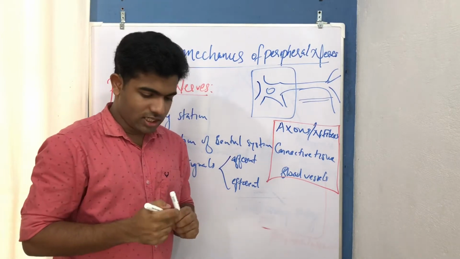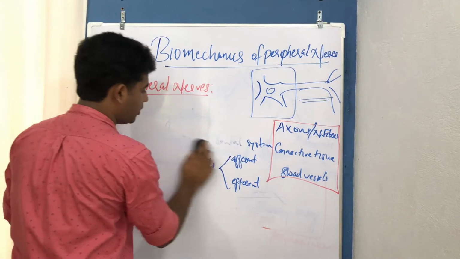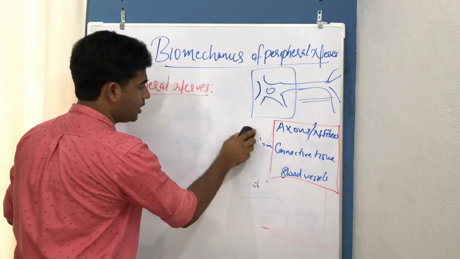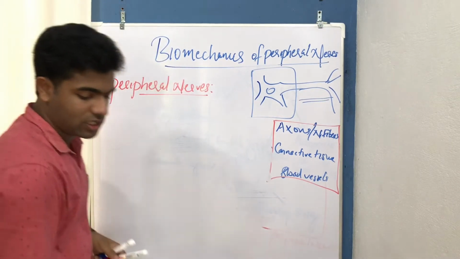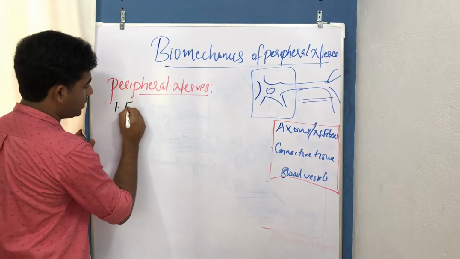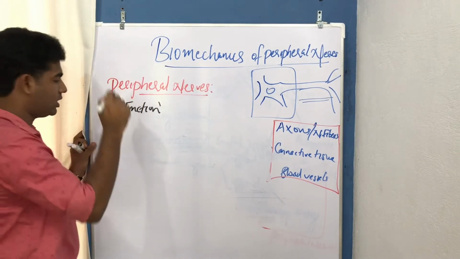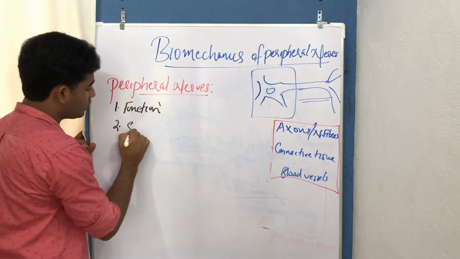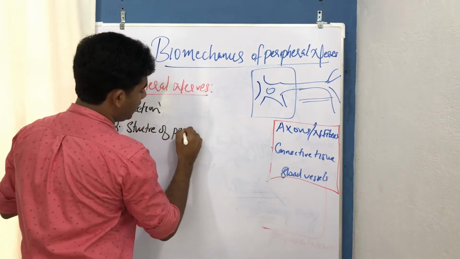This together forms the peripheral nervous system or peripheral nerves. Alright, that's our general introduction to the peripheral nerves. The functions of the peripheral nerve we already saw. Now we need to see the structure of the peripheral nerves. First we had an introduction, then function, now structure of peripheral nerves.